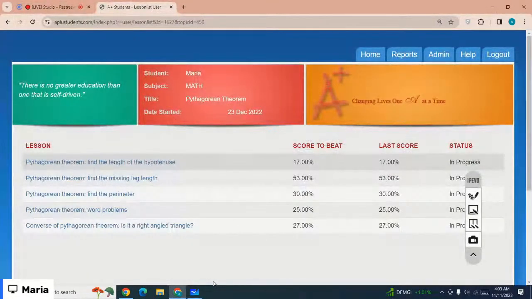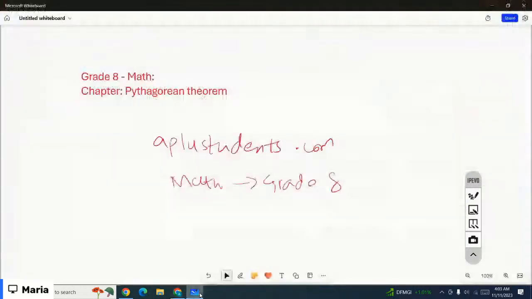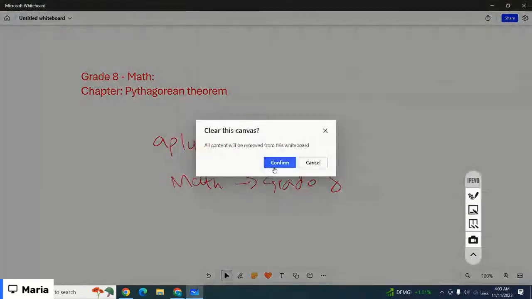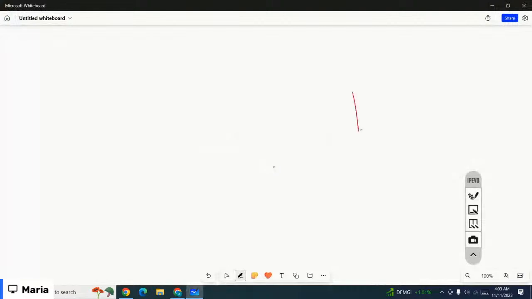Let's start with the first one, that is Pythagorean: find the length of the hypotenuse. So let me just explain the Pythagorean theorem. The Pythagorean theorem is always applied on right angle triangles, right? A right angle triangle means a triangle that has one angle that equals 90 degrees. So here one of the angles is 90 degrees, that is a right angle, right?